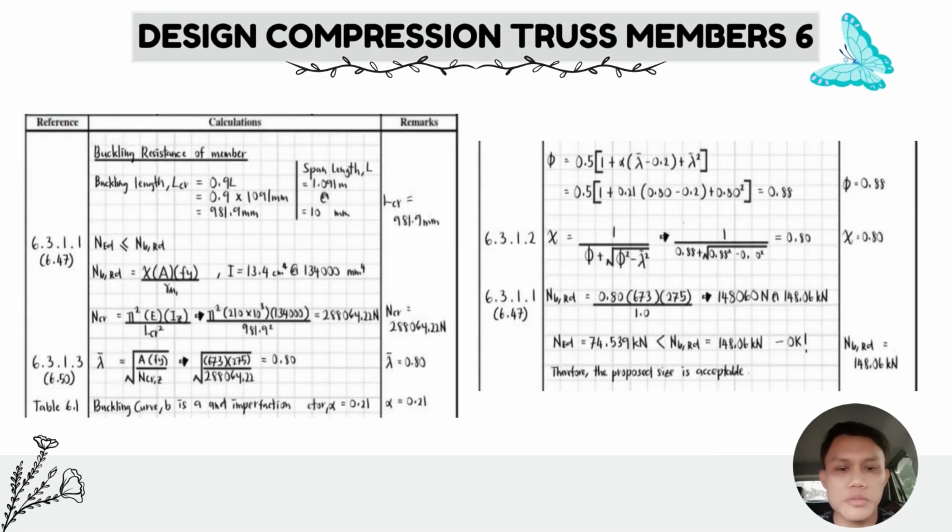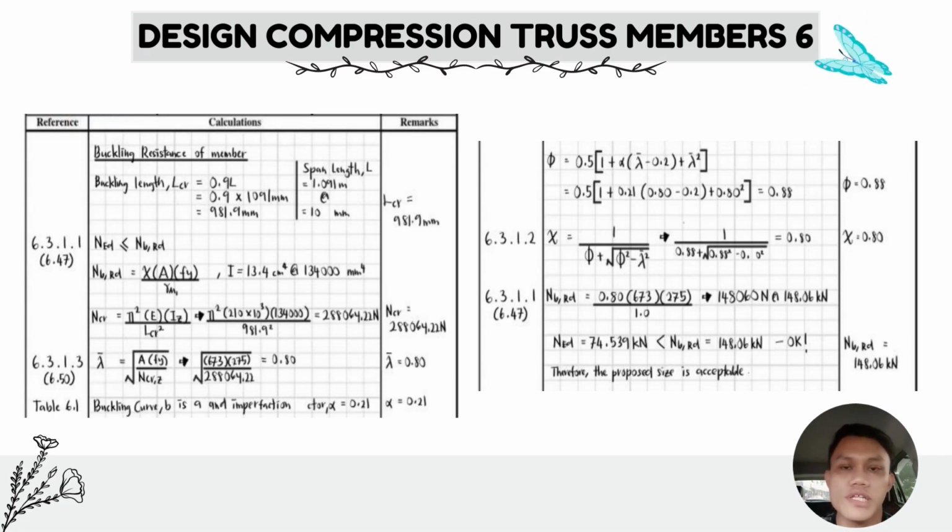Okay, next we proceed with the buckling resistance of member 6. To calculate the buckling resistance, first we find out the LCR value. So we get 0.9 L. Then from clause 6.3.1.1 we compare the NED value with the NBRD. To calculate the NBRD value, we need to find the NCR value, lambda, phi, and also the chi value. So the NBRD calculated is 148 kilonewtons.